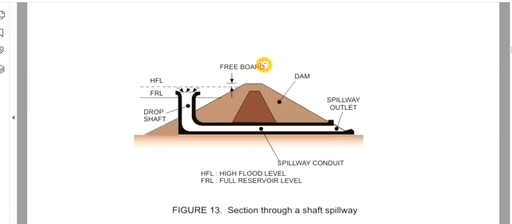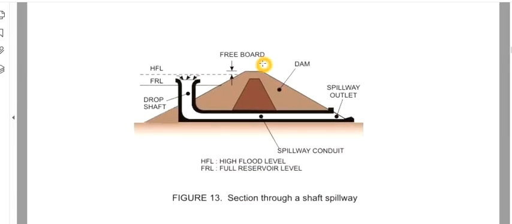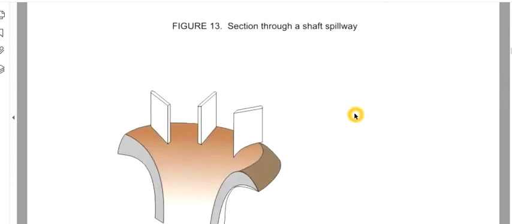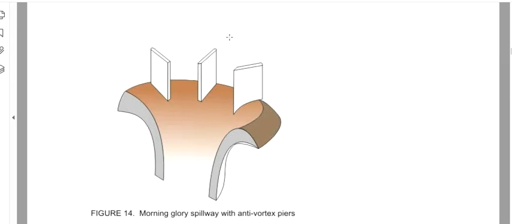So let's see, this is your dam. This is your highest flood level. This is FRL, full reservoir level. This is your shaft, the drop shaft, and here is your tunnel, or you can say the spillway conduit, and this is your spillway outlet. Further, we can see the morning glory spillway with anti-vortex piers.